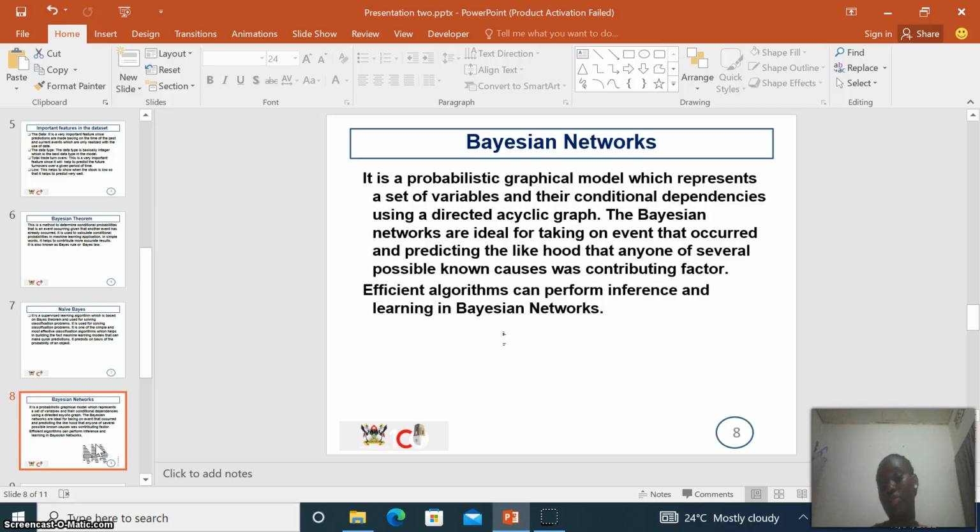Then the Bayesian networks. It is a probabilistic graphical model which presents a set of variables and their conditional dependencies using a directed acyclic graph. The Bayesian networks are ideal for taking an event that occurred and predicting the likelihood that any one of the several possible known causes was the contributing factor. Efficient algorithms can perform inference and learning in Bayesian networks. So these are basically graphs.